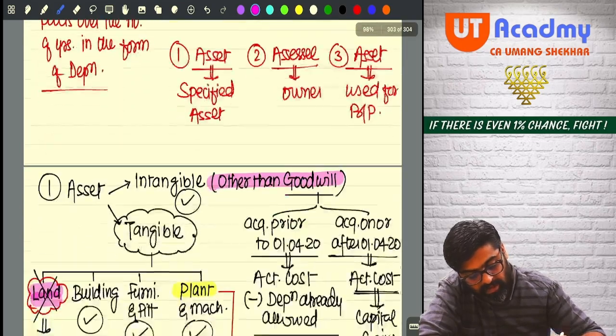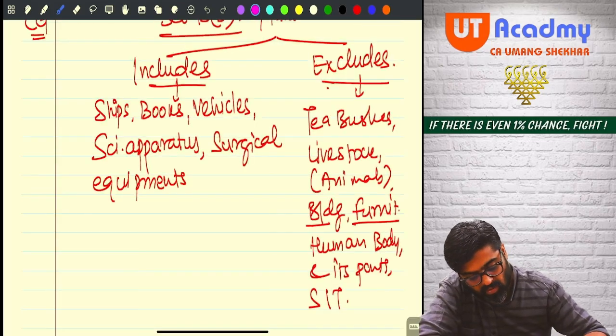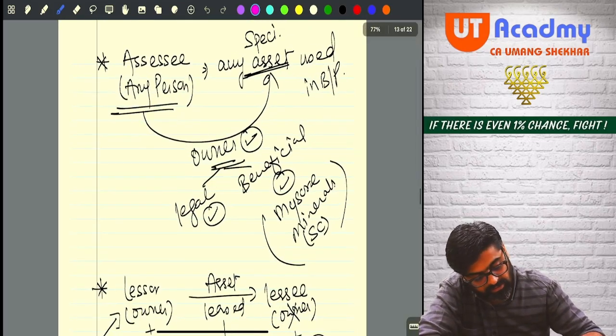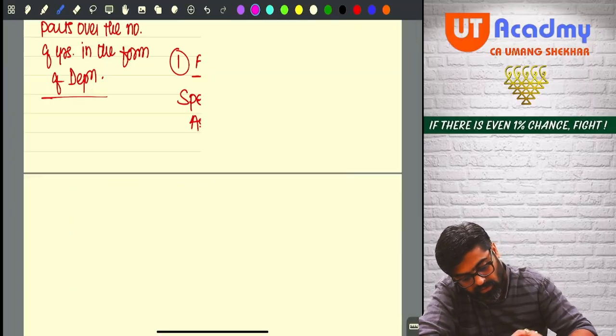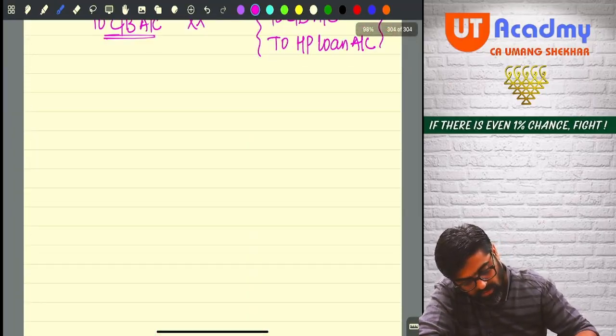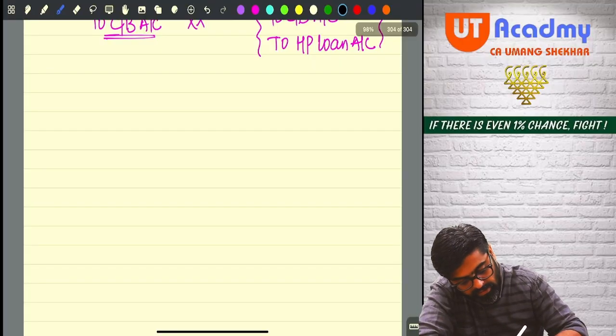The assessee must be the owner. Assessee must be the owner. Now pay attention. Assessee must be the owner, no? So one more case I will tell you over here.